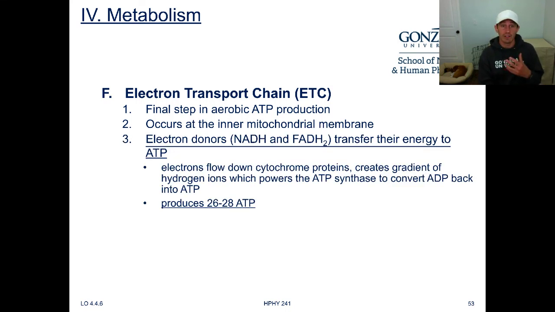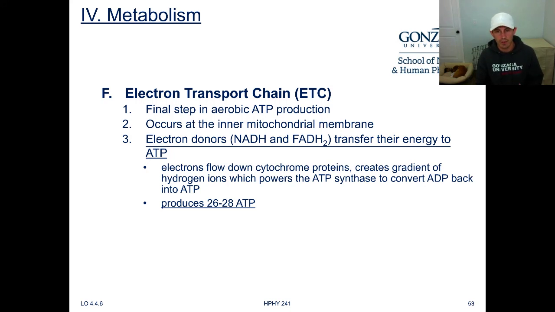As I just mentioned, these electron donors, the 2 NADHs from glycolysis, the 6 NADHs from the citric acid cycle, and the 2 FADH2 molecules, really get used up here in the electron transport chain. They're called electron donors because in the ETC they literally give off their electrons. These electrons flow across proteins called cytochromes, and the cytochromes help pump hydrogen ions, which helps power the ATP synthase molecule, which generates our ATP. You're probably thinking, that made no sense.